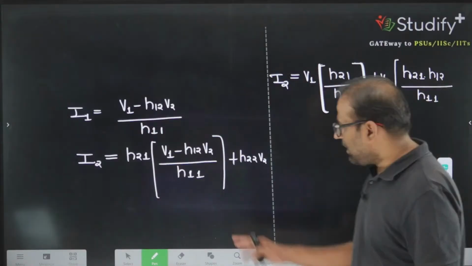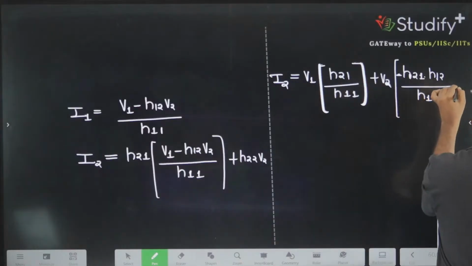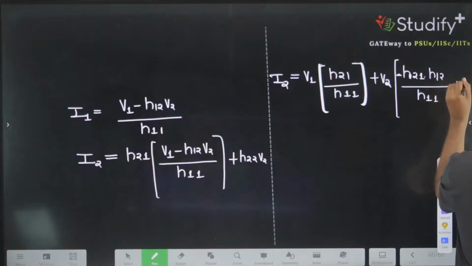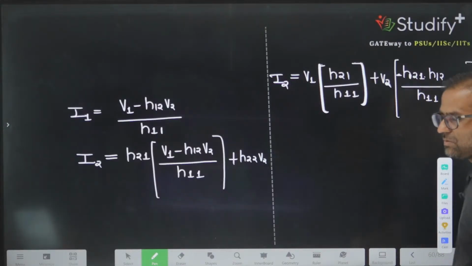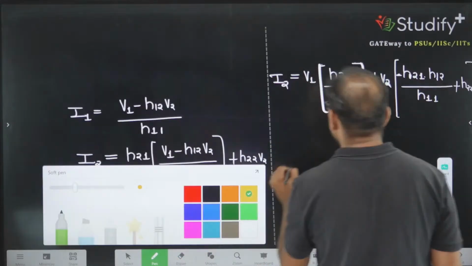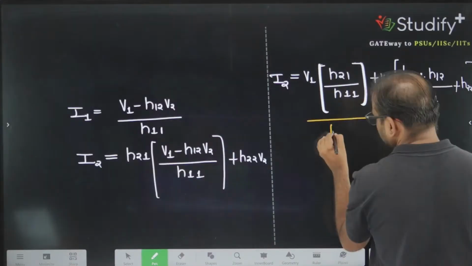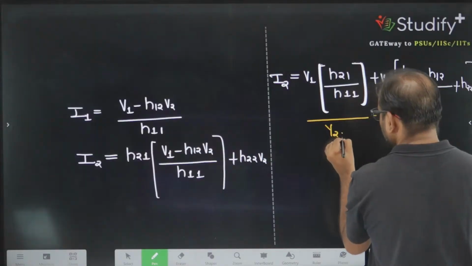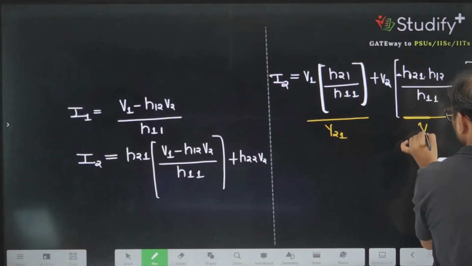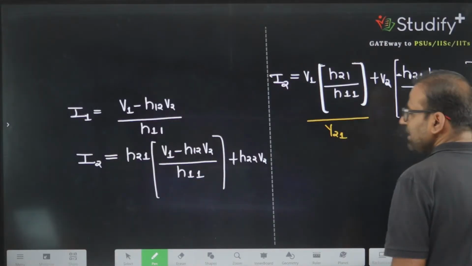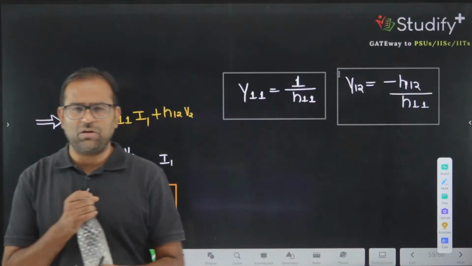Correct? This whole value is negative, so let me write negative sign here, and with positive what we are having? At positive we are having H22. These are the coefficient of V2. And when you compare this from the standard equation, I can say this parameter represents Y21 and this parameter represents Y22. So you can convert this into any parameter, Y parameter, Z parameter, both are fine. You can convert it into any parameter.